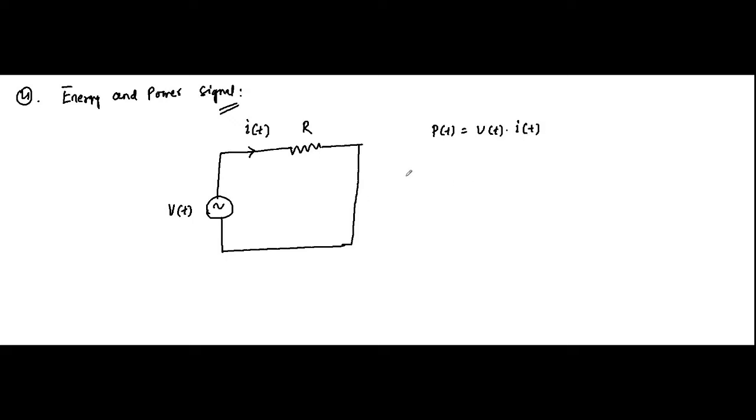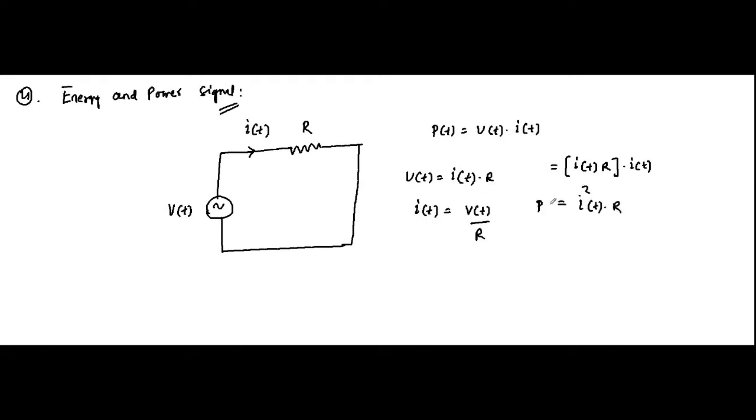Now here we can represent these two parameters in two ways. First, we know v(t) is equal to i(t) into R, and i(t) is equal to v(t) by R. Both of these forms are correct. Let us say we use this one. So we write v(t) as i(t) into R, multiplied with i(t). This is equal to i square t into R.